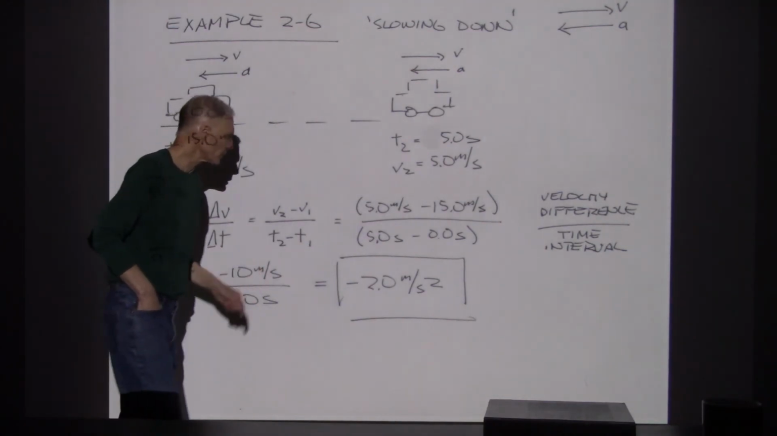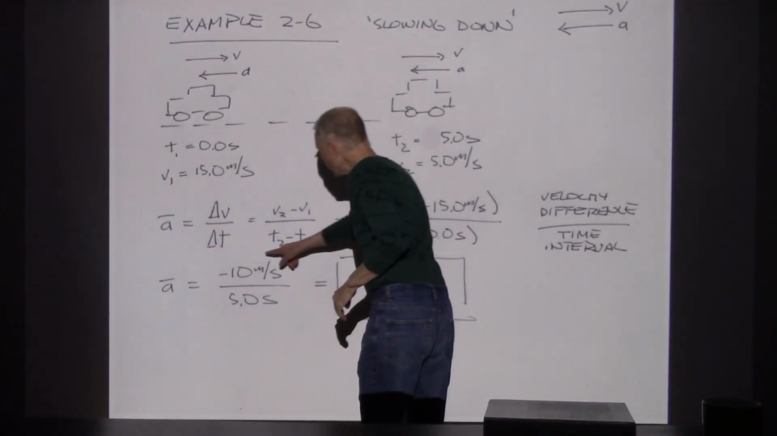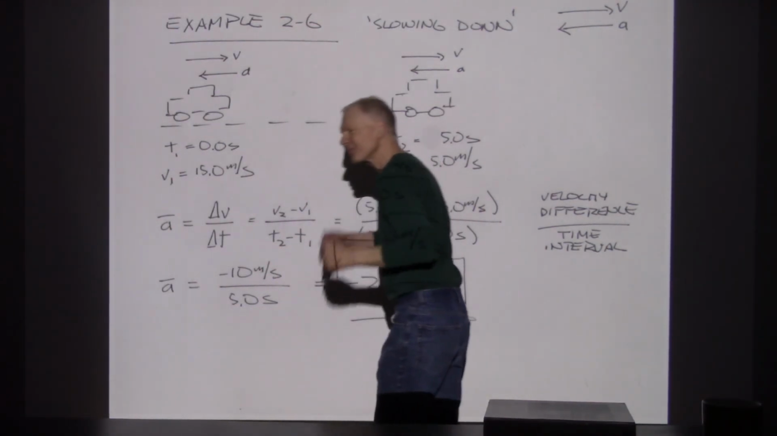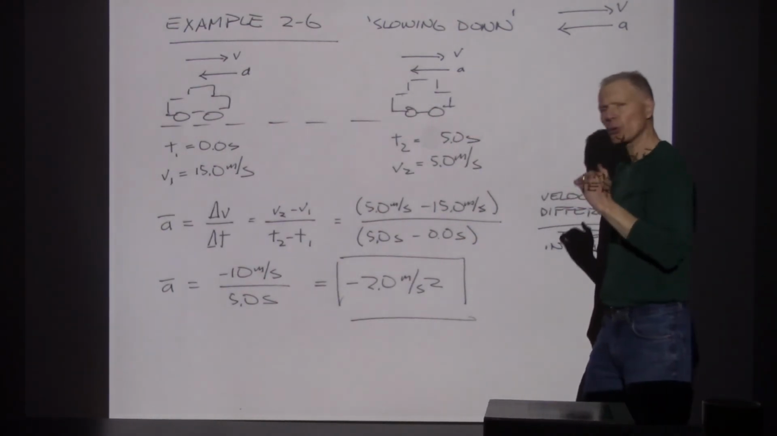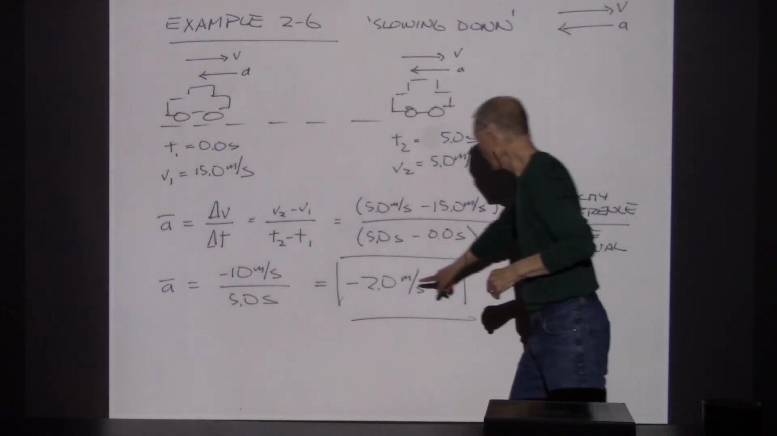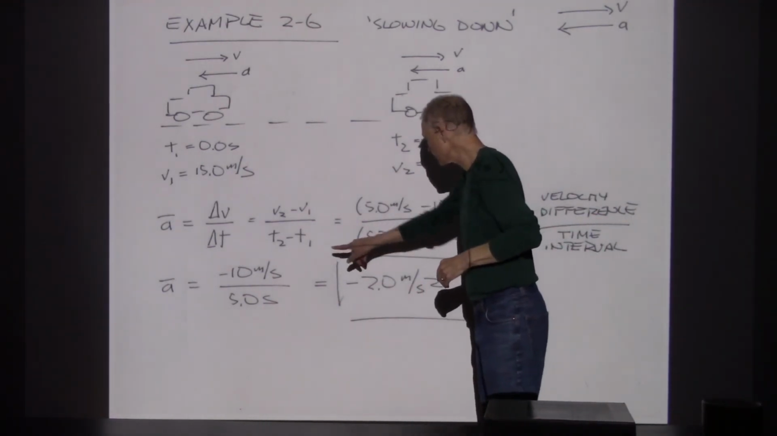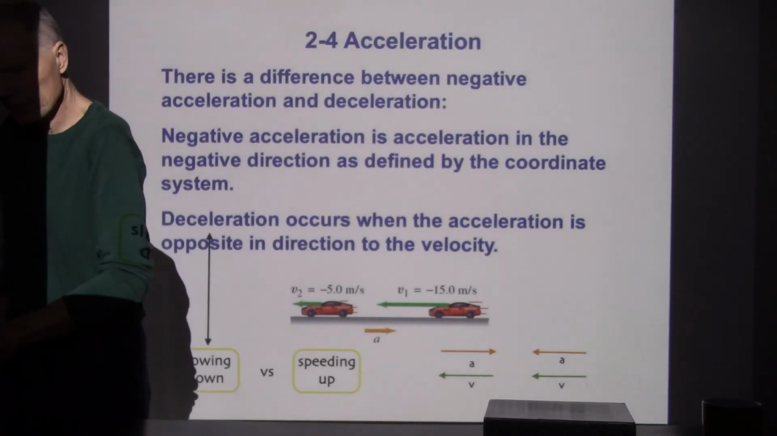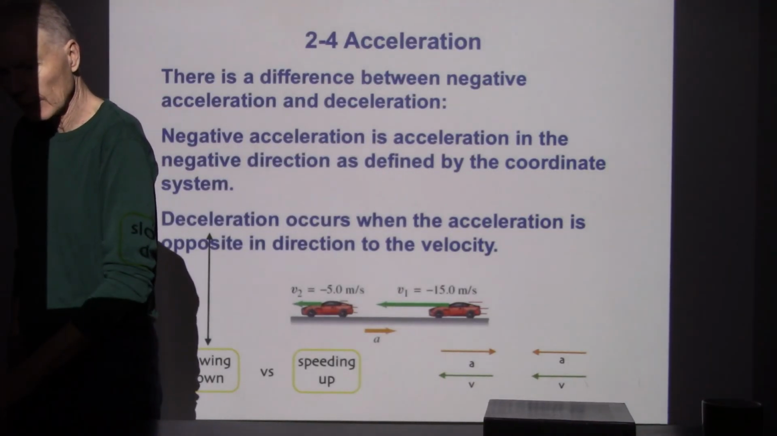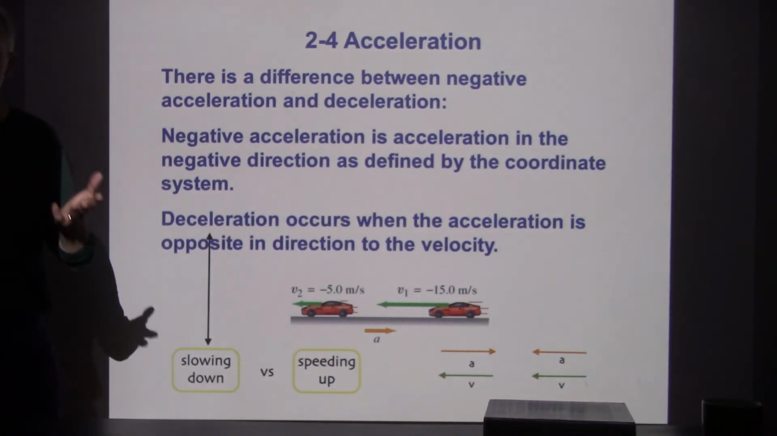Notice I've got units here. I'm going to check units first. So it's meters per second squared, that sounds good. Those are the correct units for an acceleration. And the number we got on average for the acceleration is -2. So that's it. That's an example of carrying out one of these problems.